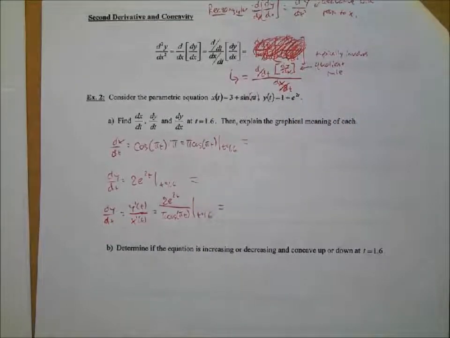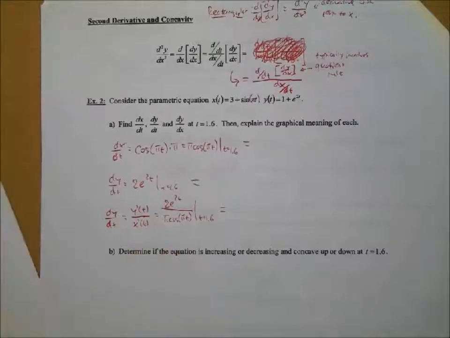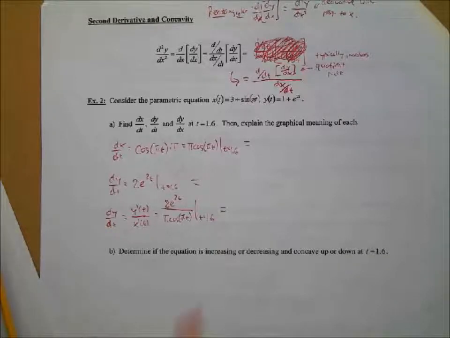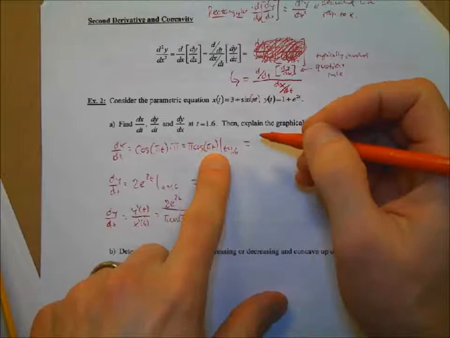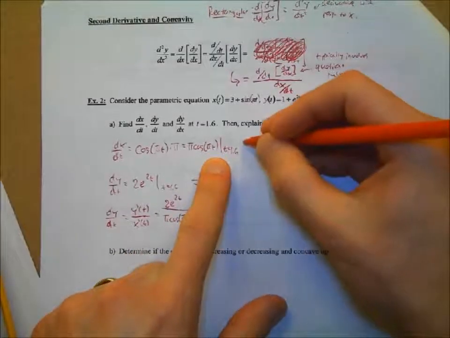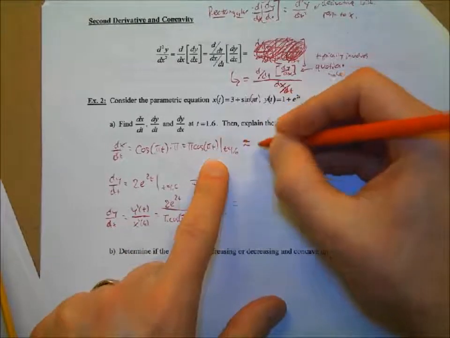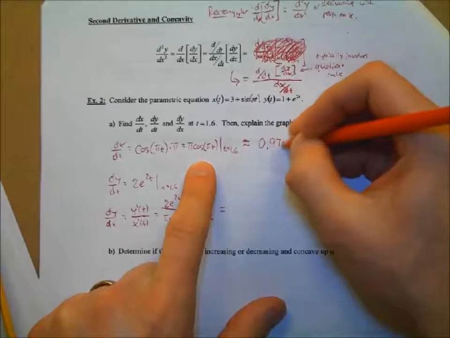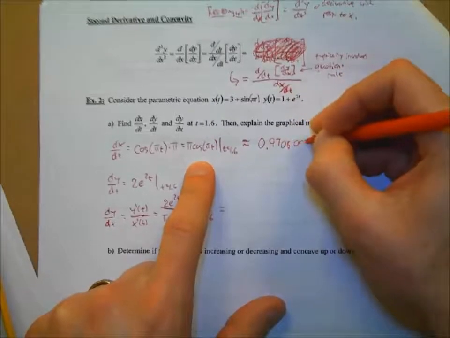And then how are we going to evaluate these at t equals 1.6? Calculator. We got to use our calculators for this. Make sure we're back now in radian mode, first of all, if you're out of that. Okay, times 1.6. And so when you do pi cosine pi times 1.6, you get approximately 0.97080555194.